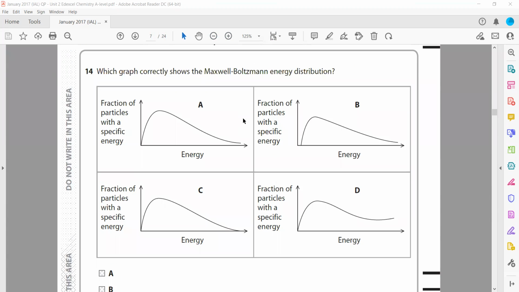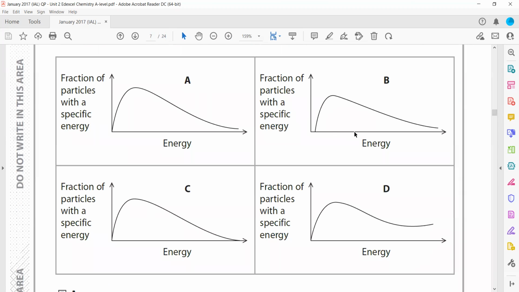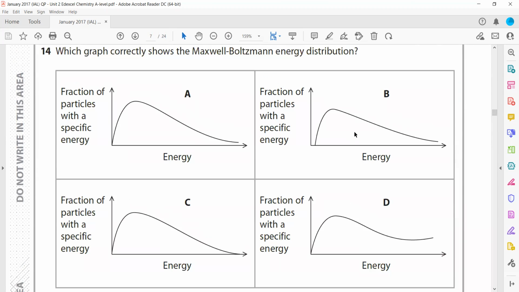Which graph correctly represents the Maxwell-Boltzmann distribution? So this is the fraction of particles with a specific energy against the energy. Number one, the graph should not touch the x-axis. So C is totally wrong, because whenever there is a graph for a Maxwell-Boltzmann distribution, it should not touch the x-axis. When we check option D, the fraction of particles which have high energy decreases and then suddenly increases. So that is also wrong, because it should continue to decrease, not increase.